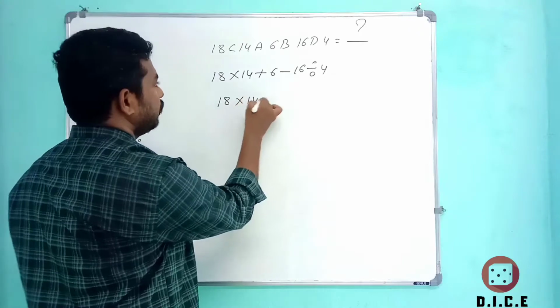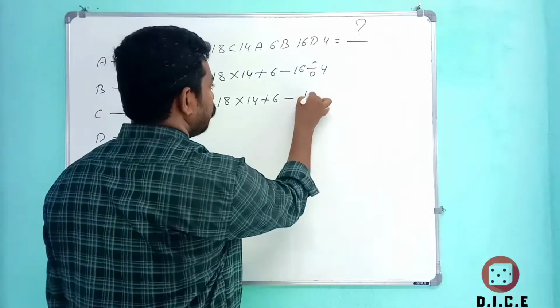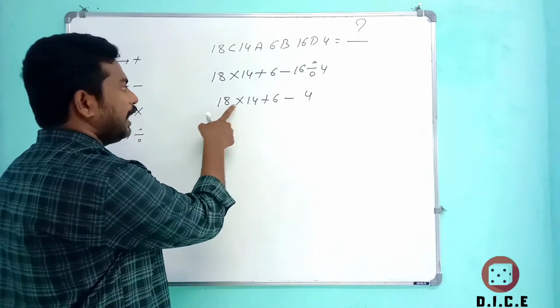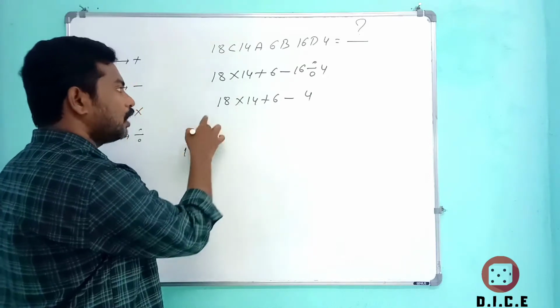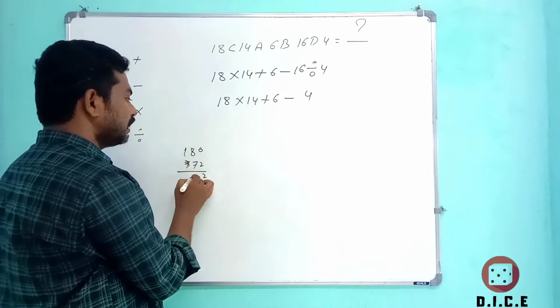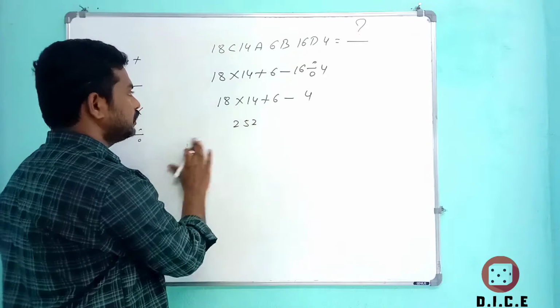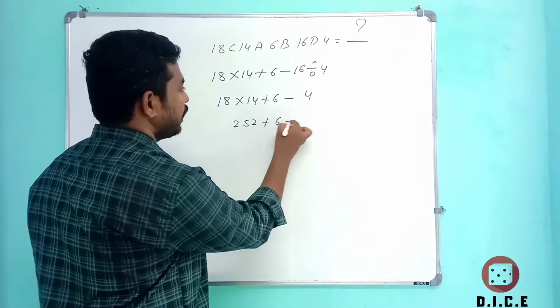There are no brackets or of here, but there is a division. 18 into 14 plus 6. What is 16 by 4? 16 by 4 is nothing but 4. Later we have to do the multiplication part. 18 into 14, that is nothing but 18 into 10, that is 180, and 4 18s are 72. And 180 plus 72 is nothing but 252 here. That is, 18 into 14 is nothing but 252 plus 6 minus 4.